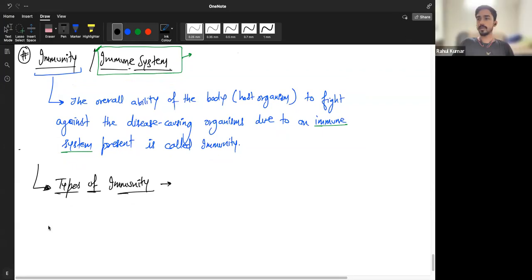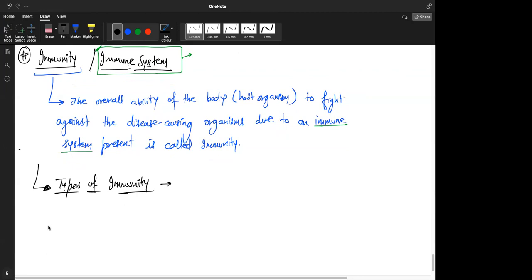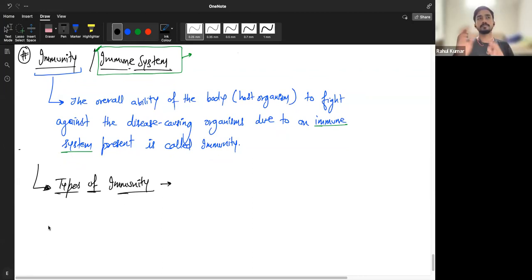So what I was saying before I left. Sir, you said that invertebrates have only innate, whereas vertebrates have acquired. Yes, so invertebrates like flies and all these worms, they have innate immunity, but vertebrates have both innate and acquired immunity. Okay, now coming to what these innate and acquired are, so write down.